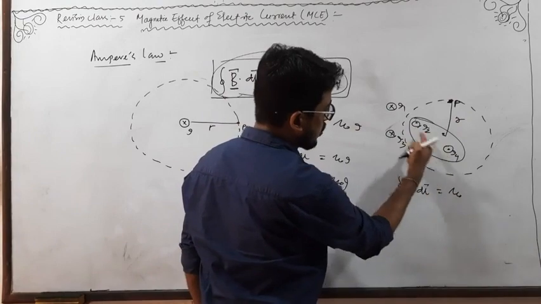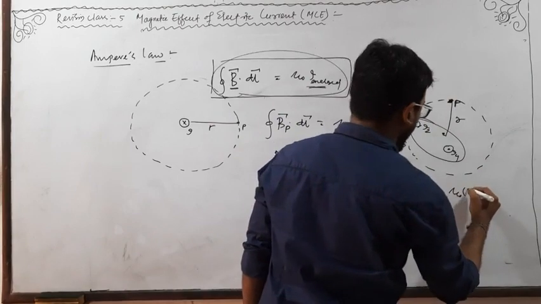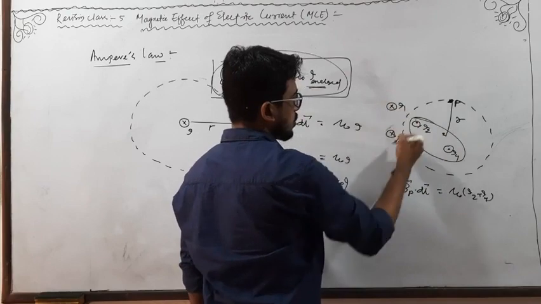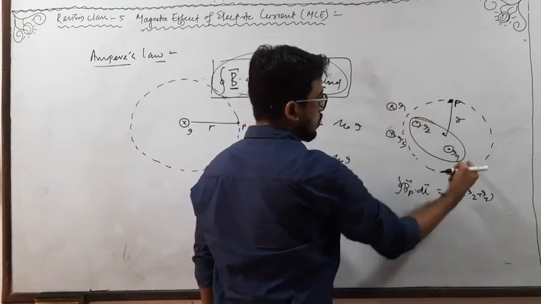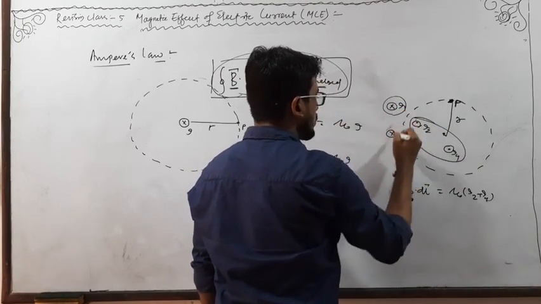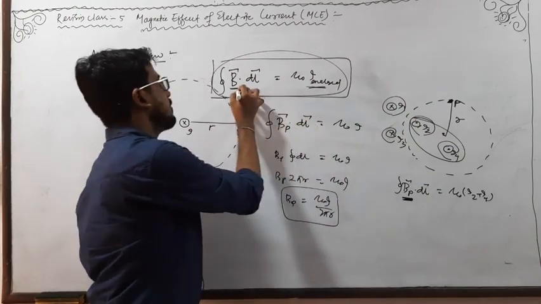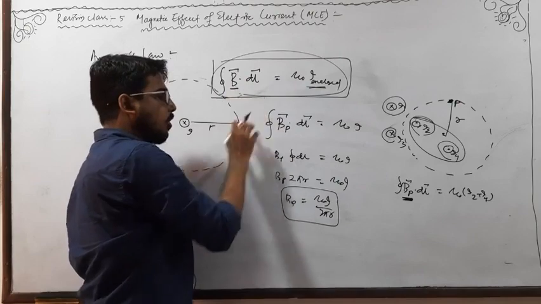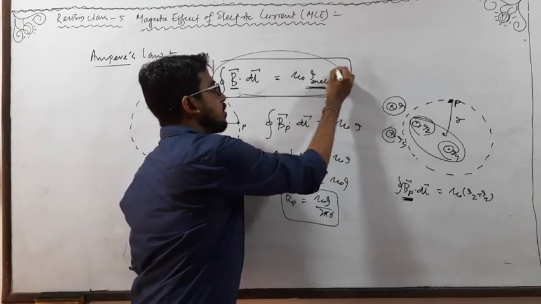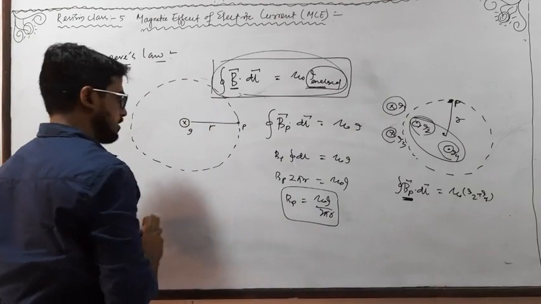What is I enclosed? Only these two currents, because only these two are enclosed by this loop. So it will be I2 plus I4, because both are in the same direction, out of the plane, but the other two are not enclosed by this loop. But the magnetic field strength at point P is also due to those other current carrying conductors. So in Ampere's circuital law, the magnetic field is due to all the current carrying conductors present, but I enclosed is only the current enclosed by the imaginary Amperian loop. You have to remember this point.